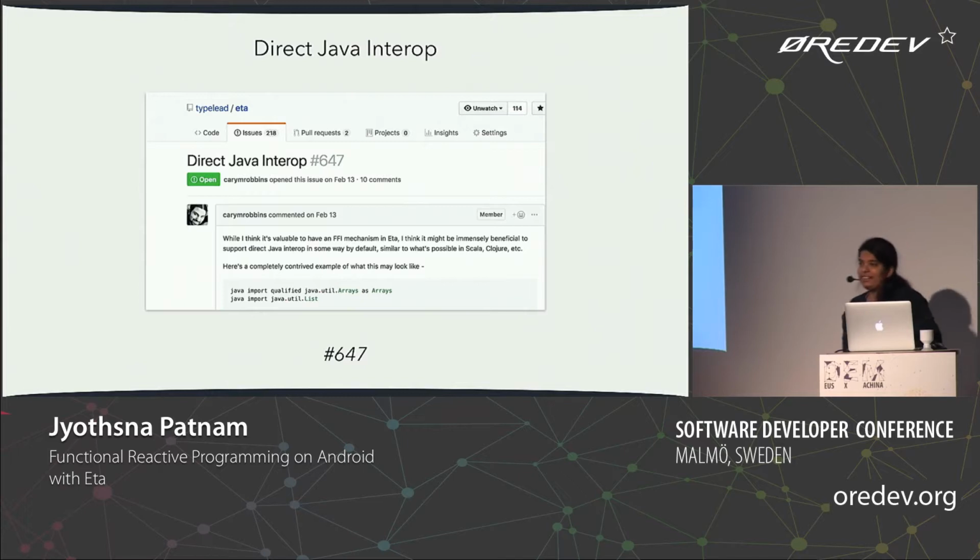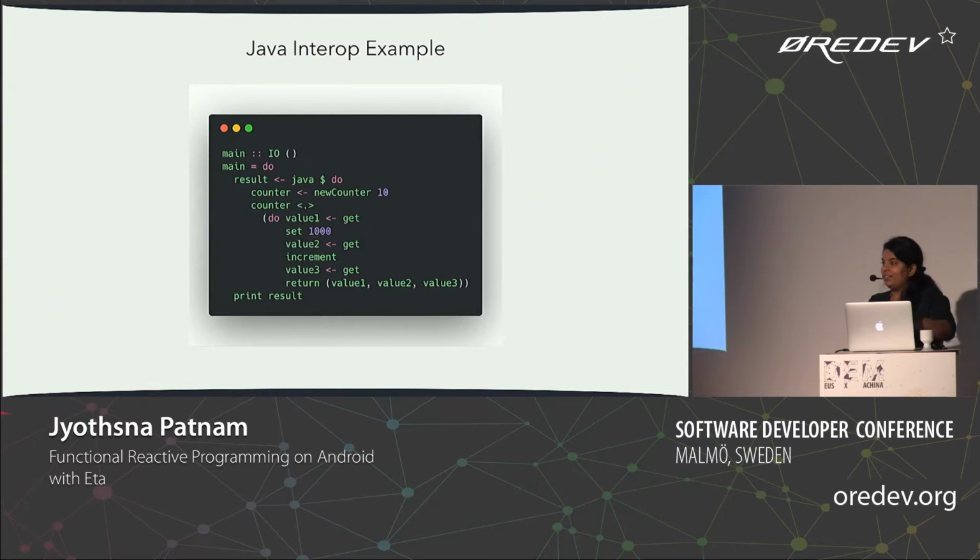So let's be practical. Writing so many FFI imports is really tedious. So one of our community members proposed something called direct Java interop. I told you there is a one-off way to do it, so we can automate this, and this work is being done right now. The compiler will take care of all the imports for you, and you just have to do this part.